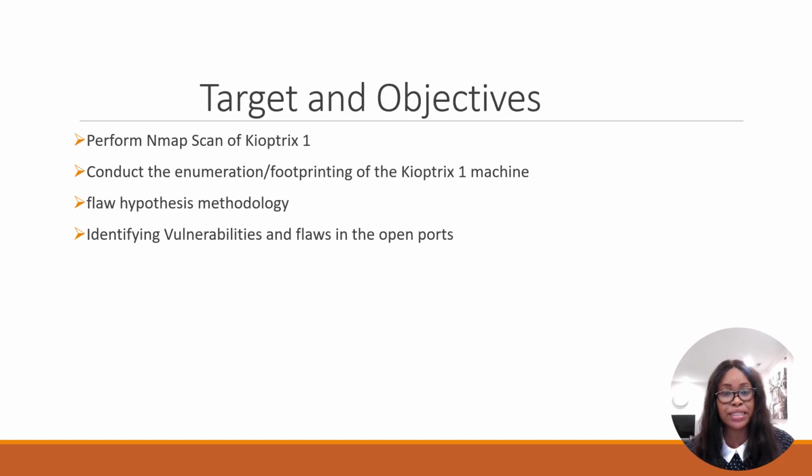So on this slide it shows the target and objectives of my lab test. I'm going to perform the Nmap scan on my Cubase 1 machine. I will also conduct the enumeration and footprinting of the Cubase machine 1, and also look into the flaw hypothesis methodology. I will also identify the vulnerabilities and flaws in the open ports.